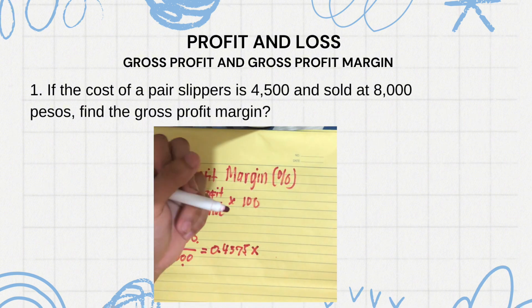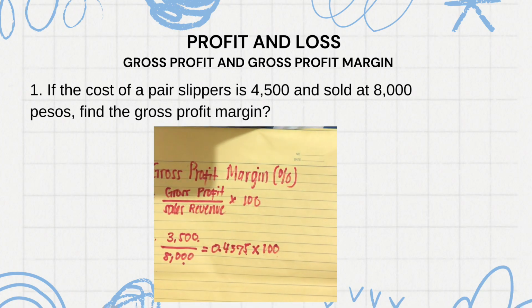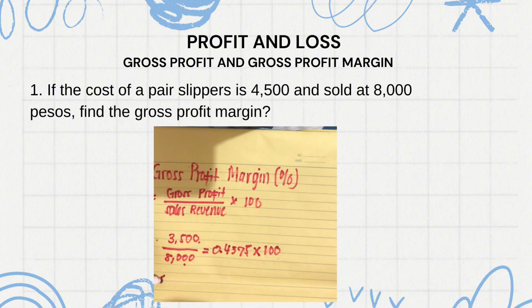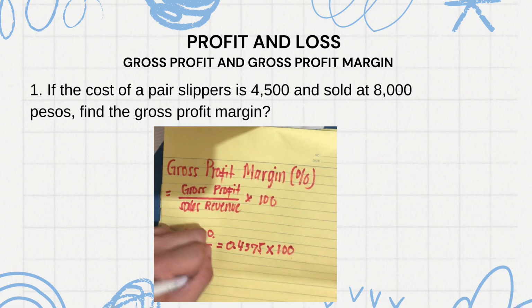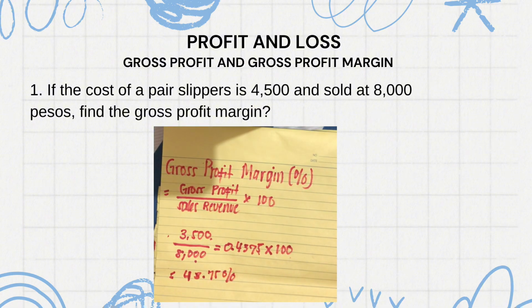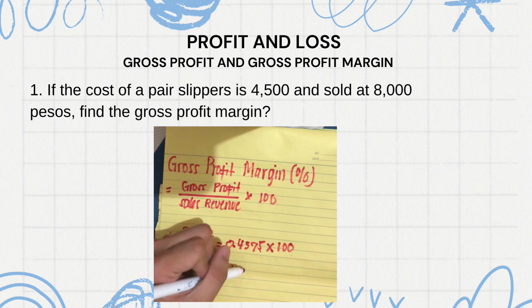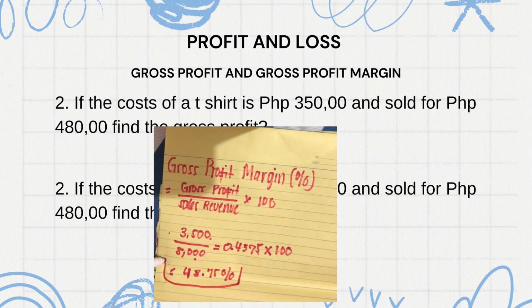Times 100. Now get the percentage. So, our final answer will be 43.75%. Always round your answer. So, this is now the gross profit margin.